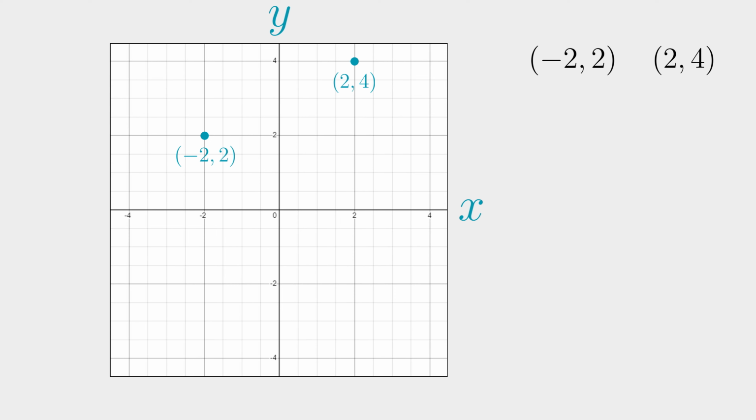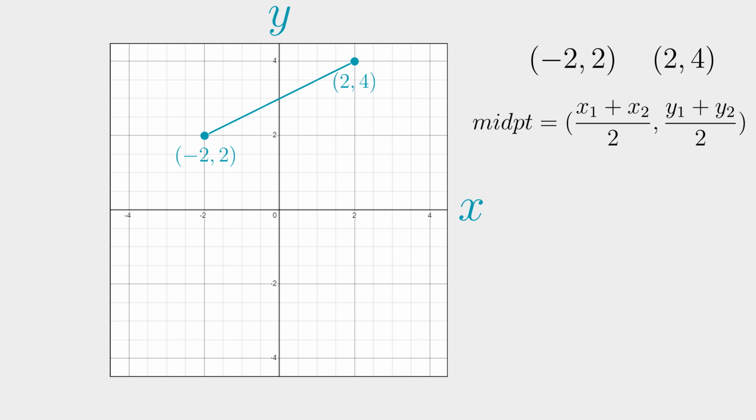We are going to join these two coordinates and we are going to determine the midpoint of these two coordinates. You basically take the average of the two coordinates. So the midpoint formula is x1 plus x2 over 2 and y1 plus y2 over 2.